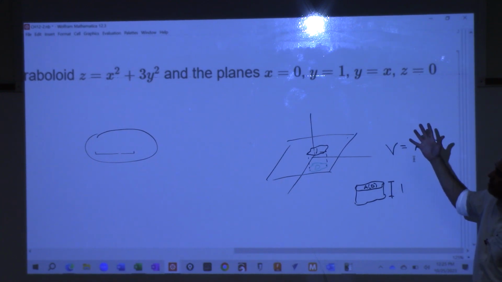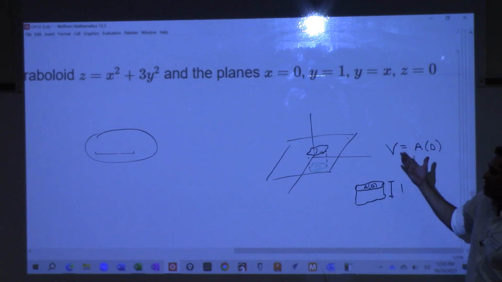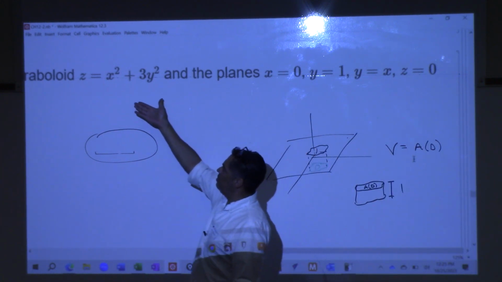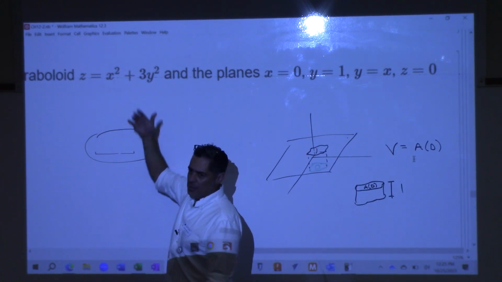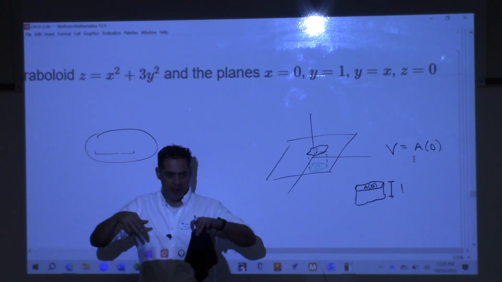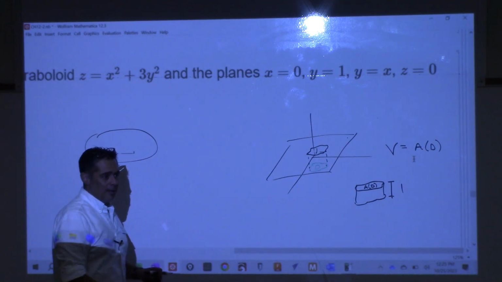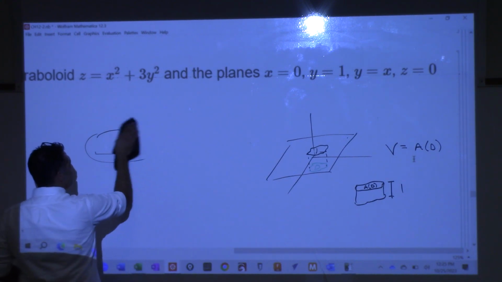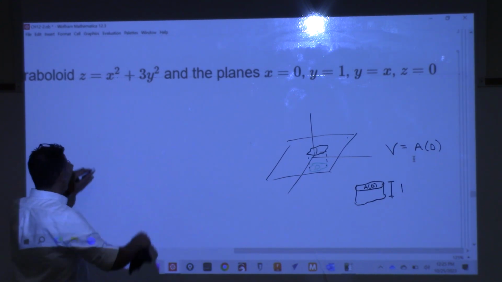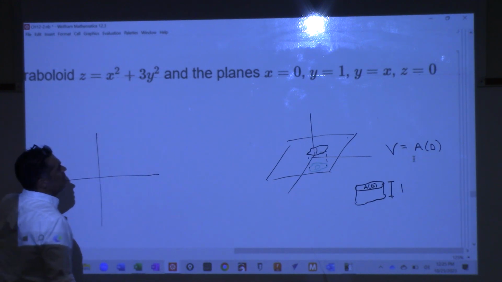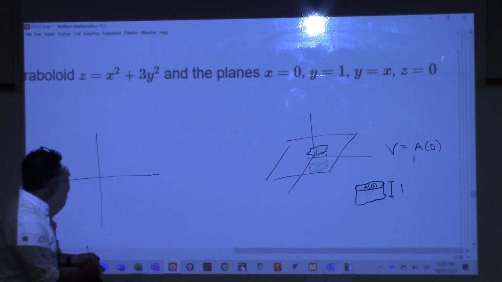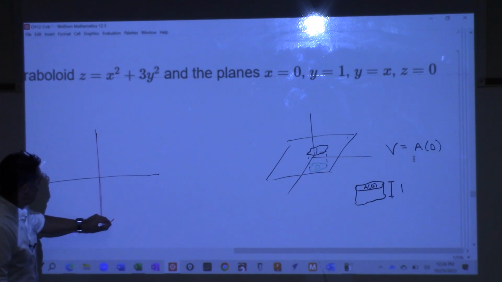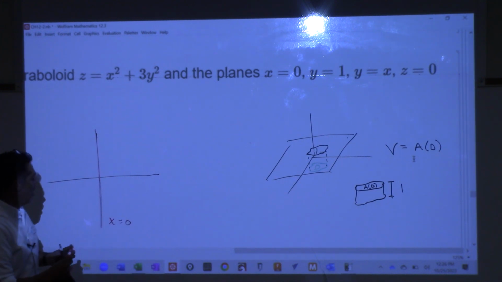The big difference in this one that makes it easier is that this is your f of x, y. You already know what your surface is. You don't have to solve for z like we did in that plane before. All you got to do is wrap your head around the domain. I'm not going to do this whole problem. I just want to set up the domain. X equals 0. That's x is 0. Okay, y equals 1.